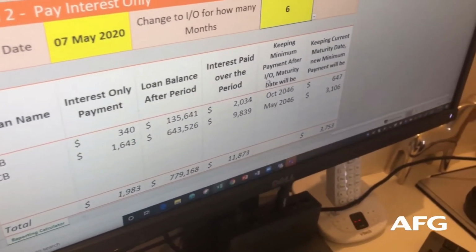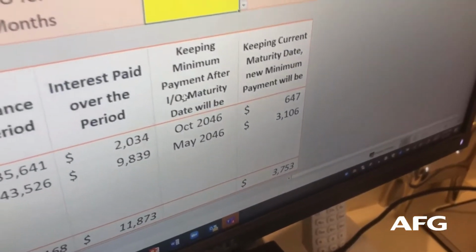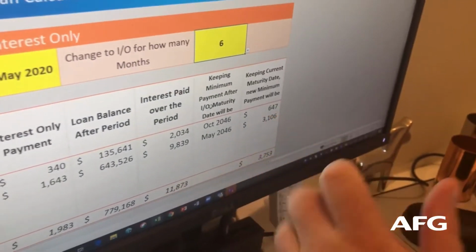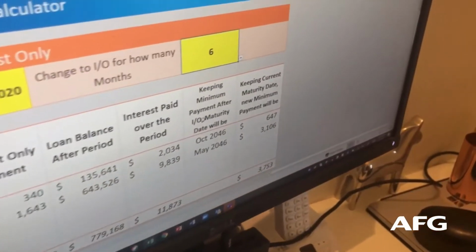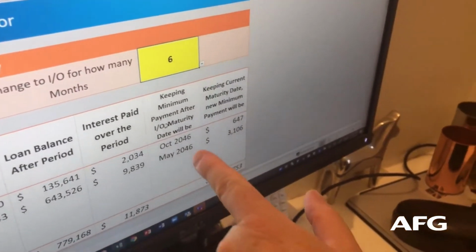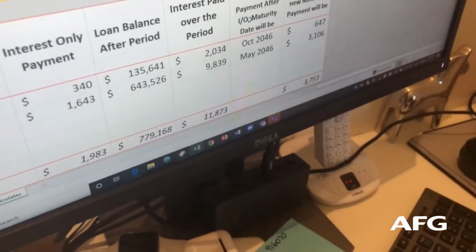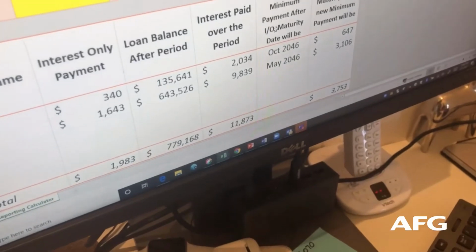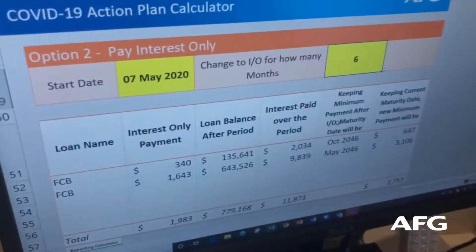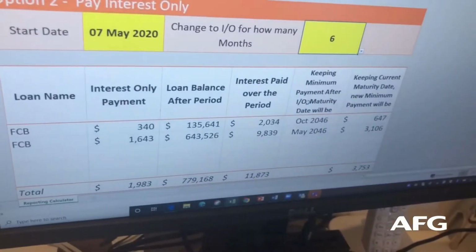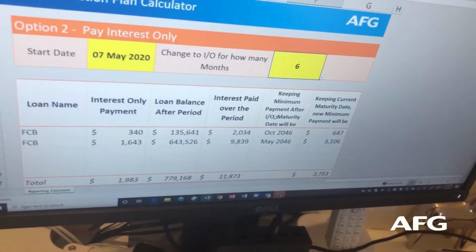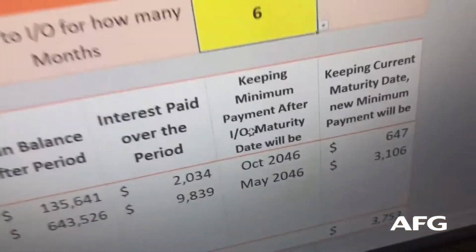And it also says if you keep your minimum repayments up after the interest only period of 6 months matures, when would you pay your loan off? So it just gives you the date. And then it also says if you decided that you wanted to keep the same repayment term, what would you have to increase your repayments to? So in this example, your payments, instead of being $632 a month, are now $647 a month. And instead of being $3,065 a month on the bigger loan, they're now $3,106.